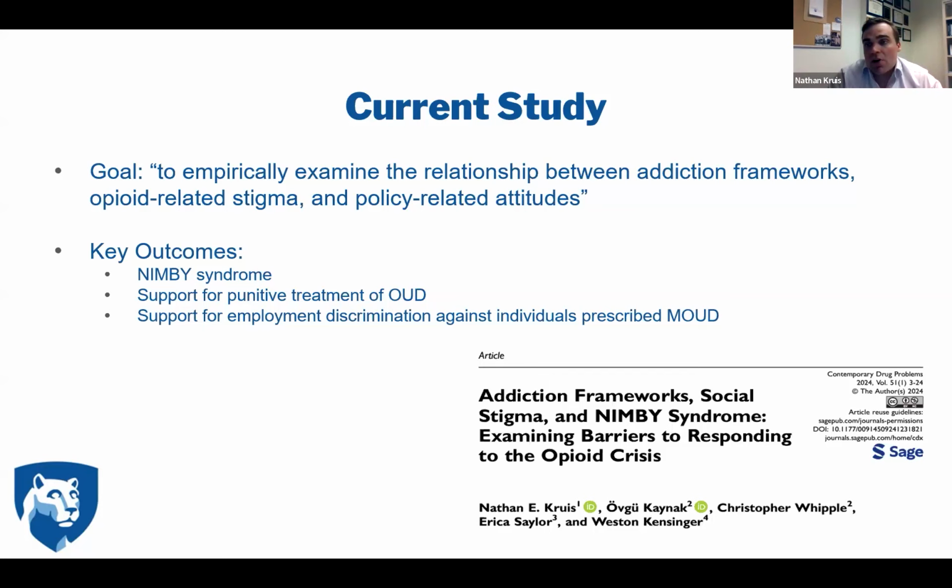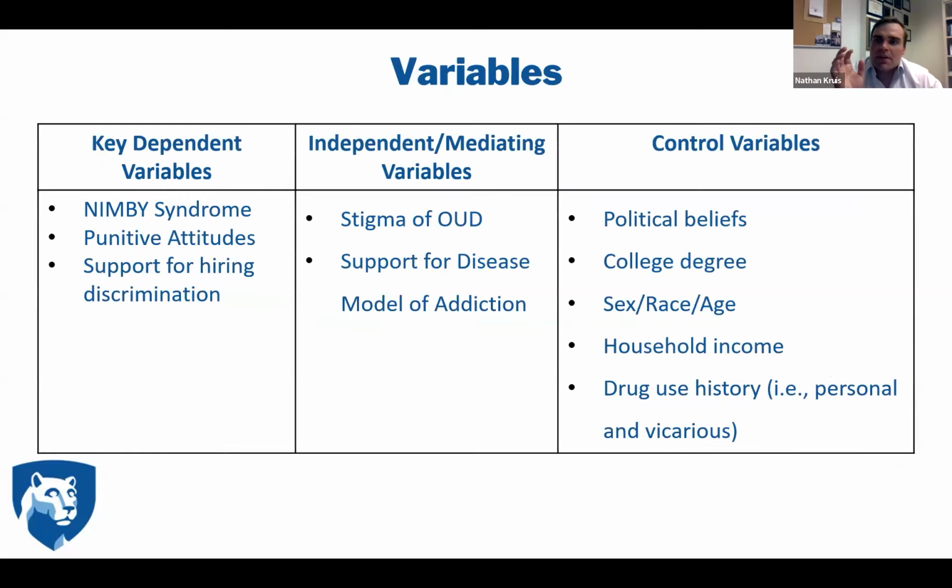And some of our key outcome measures included having NIMBY syndrome, not wanting to have opioid treatment centers near your house or in your backyard, support for more punitive treatment of OUD, and then support for employment discrimination against individuals who are in recovery and are prescribed MOUD. So data for this study came from the baseline study that Övgü just talked about.